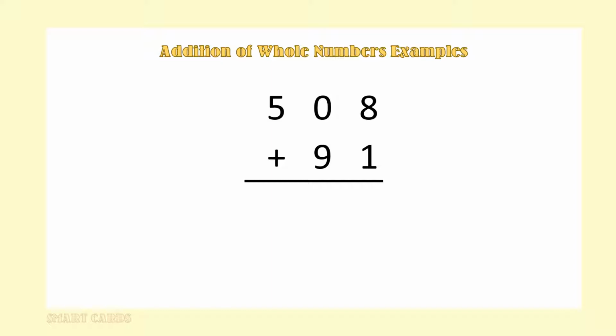508 plus 91. This problem is written vertically and the place values are matched up. Let's start adding in the ones place. 8 plus 1 is 9, 0 plus 9 is 9, and we bring down the 5. 599. This is adding without regrouping.